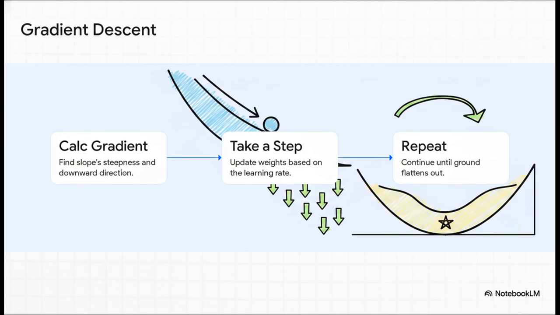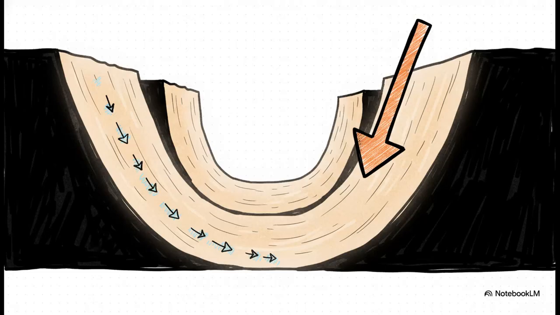It does this thousands, sometimes millions of times, until the ground finally flattens out, meaning it has successfully reached the valley of lowest possible error. But wait, there's a major catch here. The size of those mathematical steps is controlled by a setting called the learning rate.